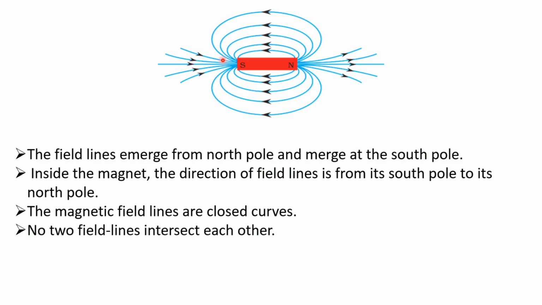Then next, no two field lines intersect each other. See here, all the field lines are separate from each other. They are never intersecting. Why are they not intersecting? Suppose that they are intersecting, and if we place a compass needle here, then can the compass needle point in two directions at the same time? The needle is single. It will point only in one direction, and so they are never intersecting.